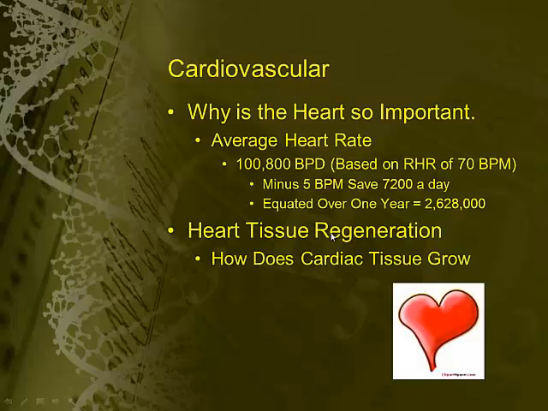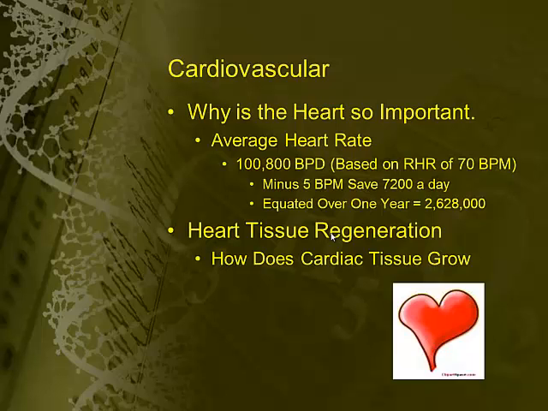All right, so let's talk about why the heart is so important, our average heart rate, and some different heart rates. So if we have a person that has a resting heart rate, which is this RHR, of 70 BPM, which is beats per minute, on an average day their heart will beat over 100,000 times. Let's say we start working that person out, and we lower their resting heart rate by 5. So they go from 70 beats per minute down to 65.